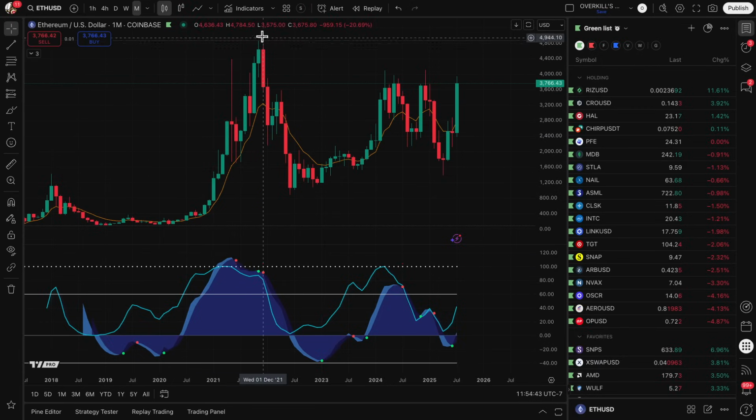We're not trying to time the exact tippy top. We're trying to get out around it. As long as we're buying down here, if you bought Ethereum down here at 250 bucks back in 2020, 5 years ago, you made 10,000%. You made a ton of money.